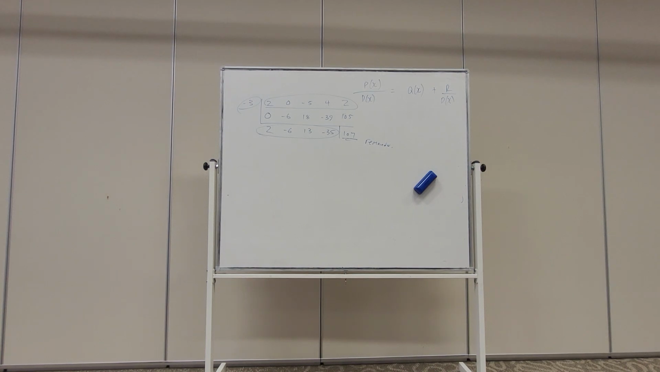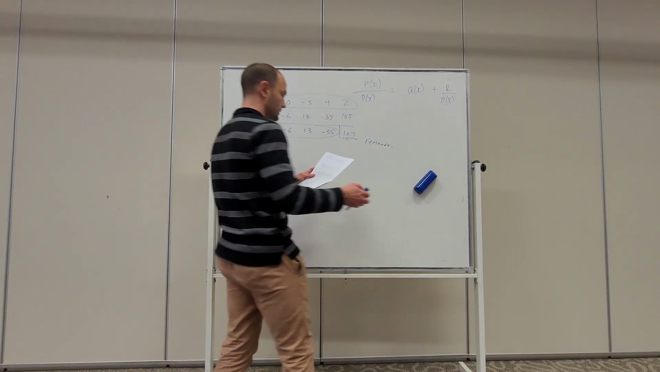All right, let's flip the page over. We'll recap the remainder theorem and the factor theorem. We've got examples here.